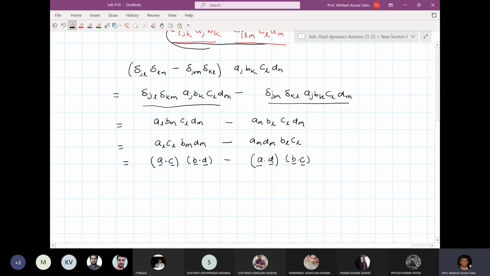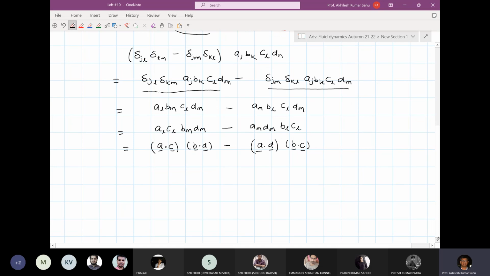Okay. Last class we were discussing this del, right? So we have seen gradient, we have seen divergence, we have seen curl. So Prabin, can you tell me what is divergence and curl?